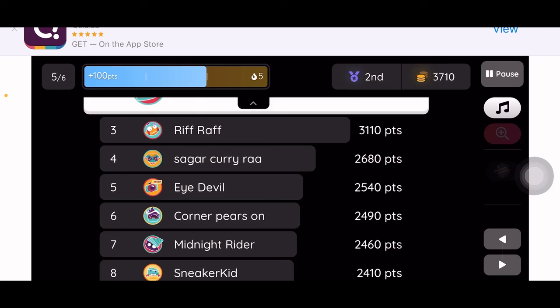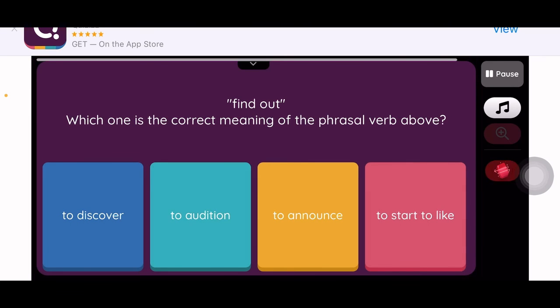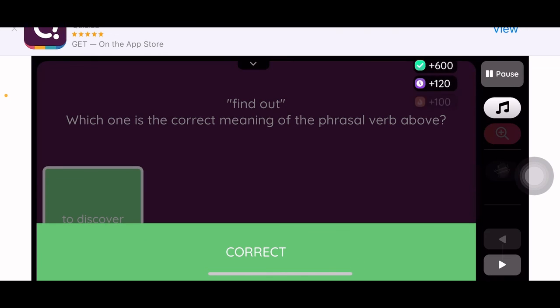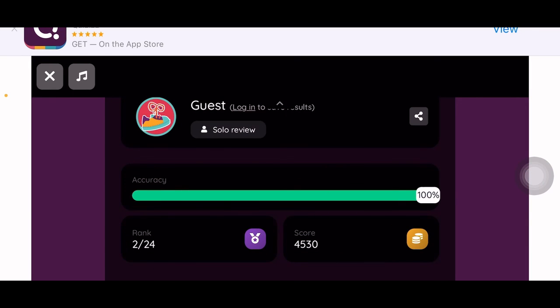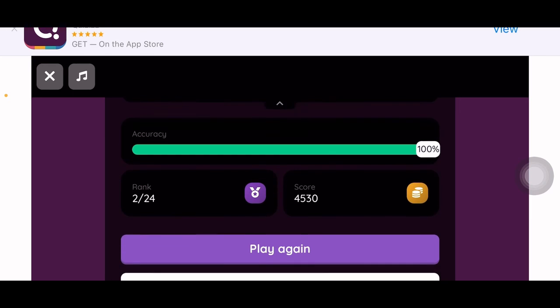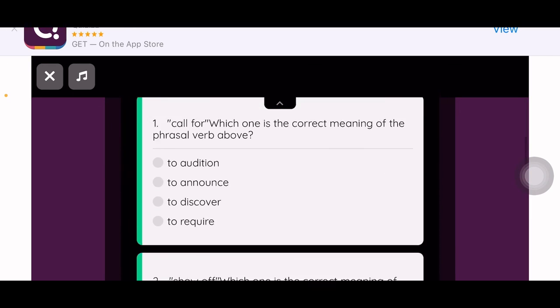Now we will do the last question. Find out which one is the correct meaning of the phrasal verb above. Is it to discover, to audition, to announce, or to start to lie? So find out, we need to discover. So these are the answers. We got all the correct answers.